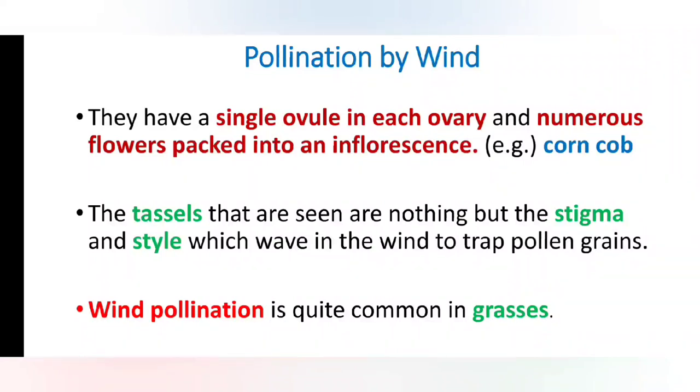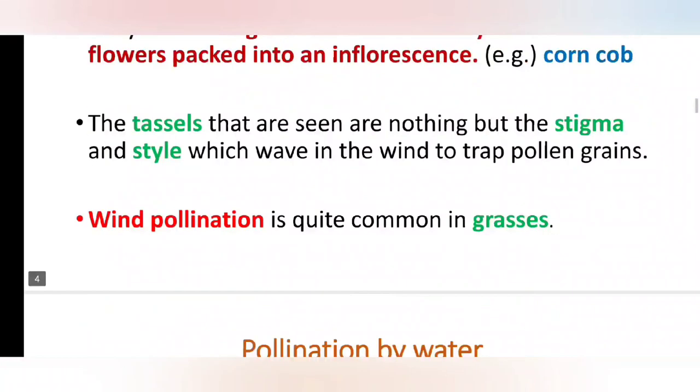The tassels that are seen are nothing but the stigma and style which wave in the wind to trap pollen grains. In the case of corn, we might have seen a kind of hair, a silky thread, which remains inside the outer cover of the corn. They are nothing but the stigma and style. They look like tassels. Wind pollination is quite common in grasses. In grasses only, this wind pollination is very common.